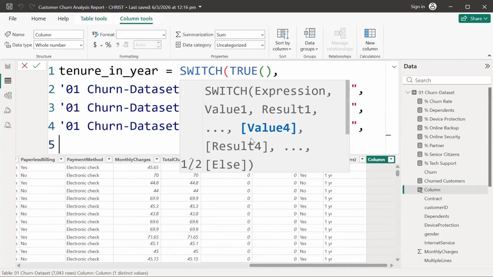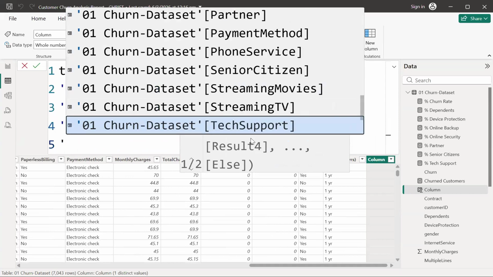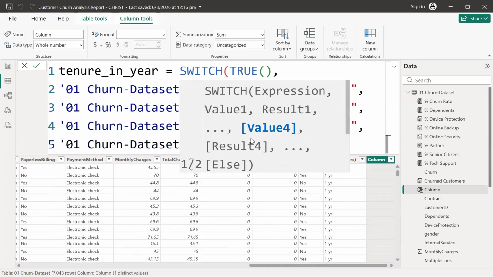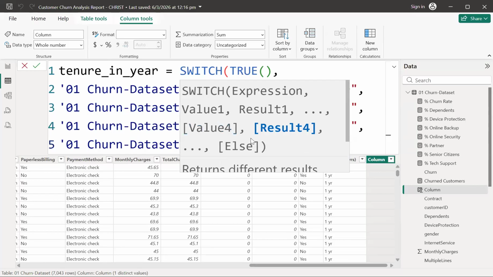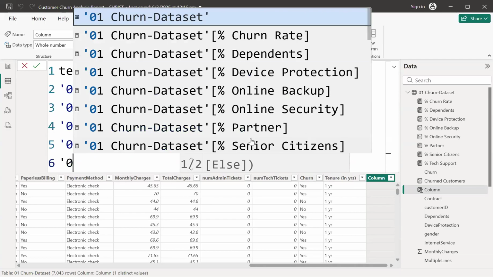Okay. Moving forward, again, you have to take the tenure and check whether it is less than or equal to 48. So we have to simply mark it as 4 years. Again, comma, next.